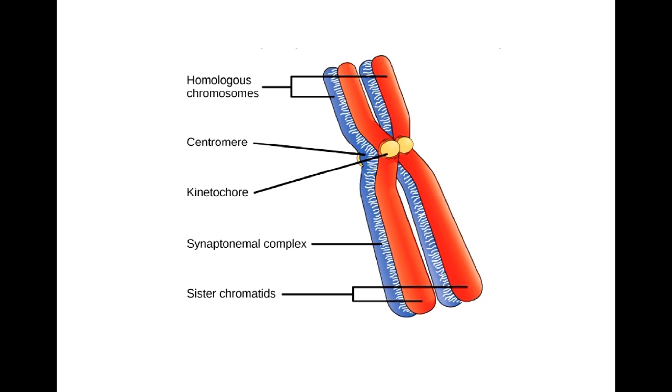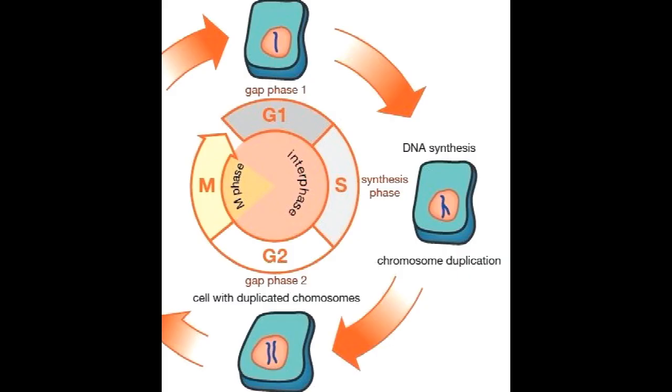The centrosomes, which are the structures that organize the microtubules of the meiotic spindle, also replicate. Finally, during the G2 phase, also called the second gap phase, the cell undergoes the final preparations for meiosis.